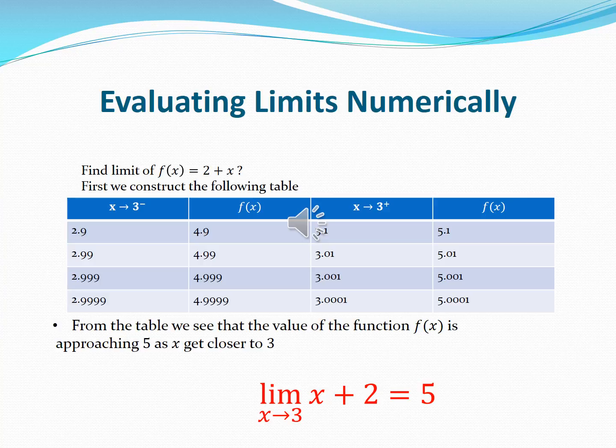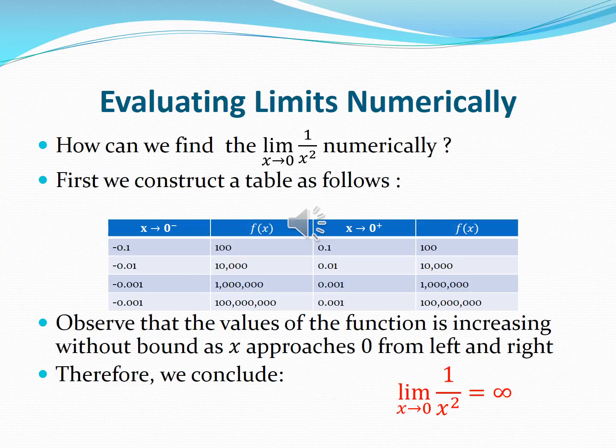From the table we see that the values of the function f of x are approaching 5 from both sides as x gets closer to 3. And then we just say, okay, based on what the table suggests, the limit of x plus 2 as x gets closer to 3 is equal to 5.